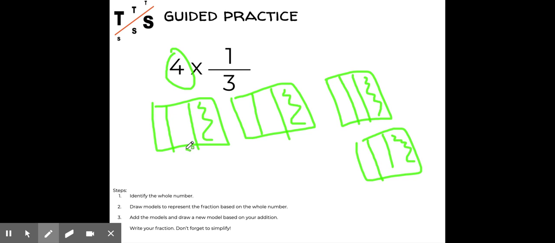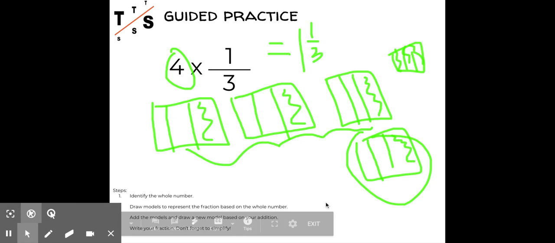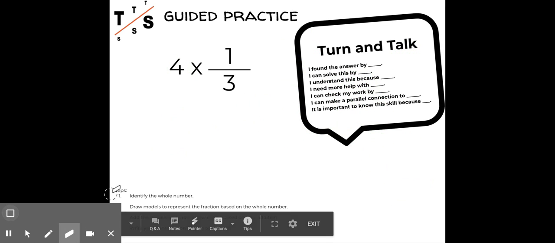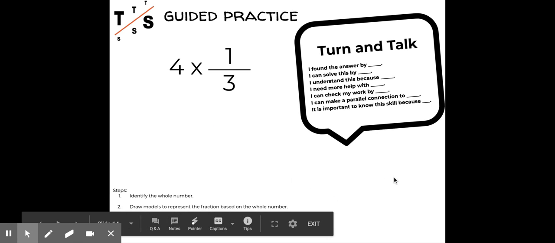Now I know if I put these 3 together, that's going to give me 1 whole because they're all going to be filled in for that. And then I have this one left over, which would be 1/3. So my answer is 1 and 1/3. Let's use our partner talk to describe what we did. Let me erase that so we can see it a little bit better. And I would say I can solve this by using models and repeated addition.